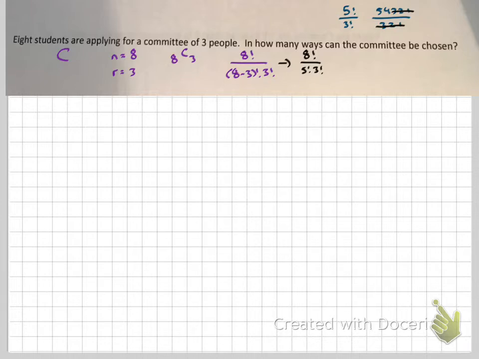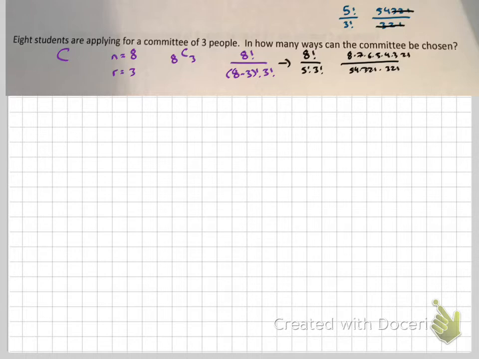Now when we look in our problem below, that's 8, 7, 6, 5, 4, 3, 2, 1 over 5, 4, 3, 2, 1, and then again you have this 3 factorial still, so there's another 3, 2, 1. Now, all of this stuff is getting multiplied together. So because it's all getting multiplied together, we can reduce.